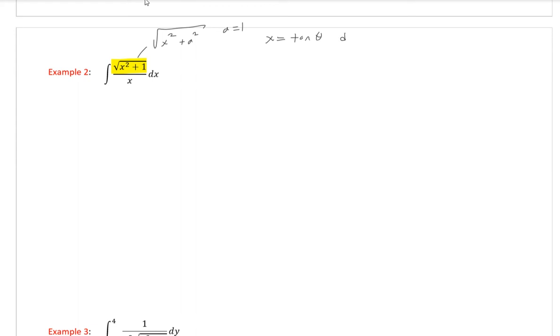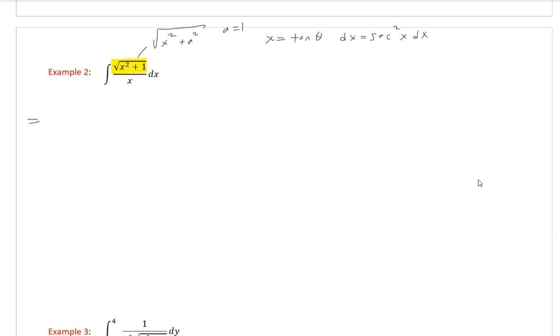Therefore, we're simply going to call dx secant squared of x dx, which I believe I have up there. Just make sure. Yeah, secant squared x dx. So that's what I'm going to substitute into this.